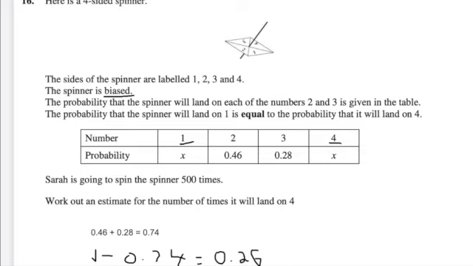And then you divide that by 2, which gives you 0.13. And then 0.13 times 500 then gives you your answer. 0.13 times 500 gives you 65.